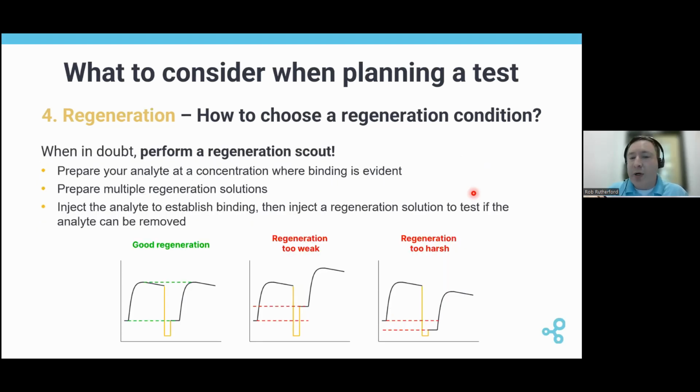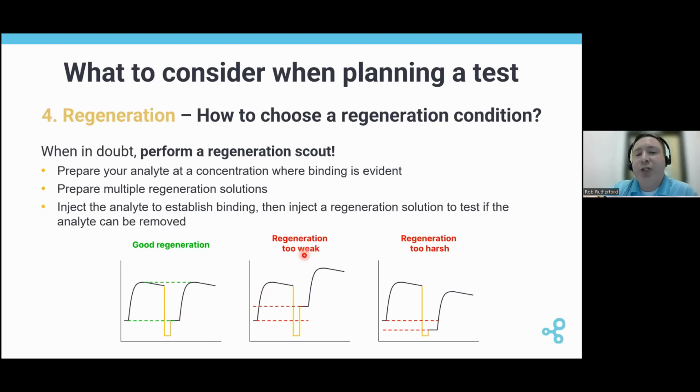How do we know if it's working? Great question. What we can see here, there are 3 different traces on the bottom of our slide, and there are 3 different answers as to, is my regeneration working? A good regeneration is going to take the baseline after your analyte injection and reset it back down to where the baseline was before this analyte was injected. So you can see here, this is under the good regeneration figure.